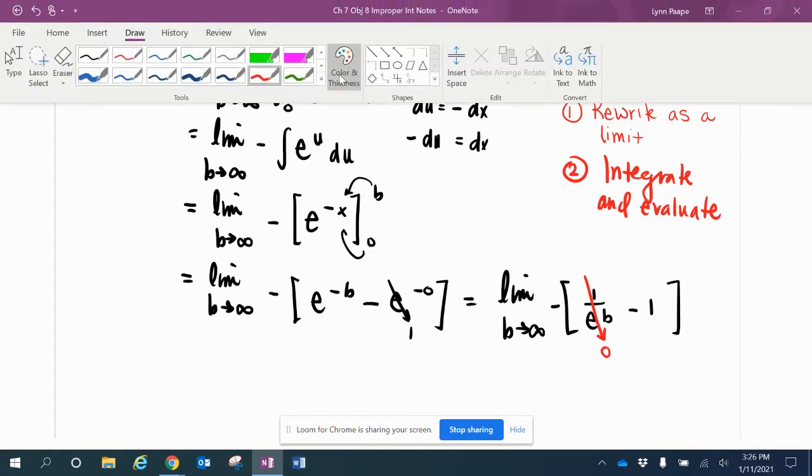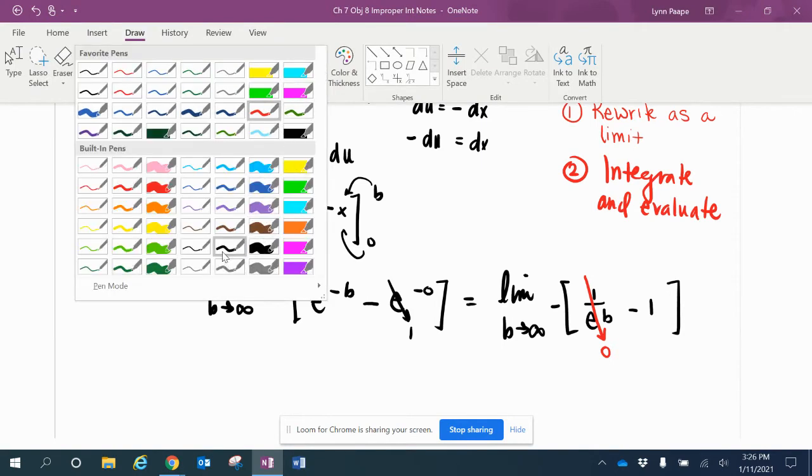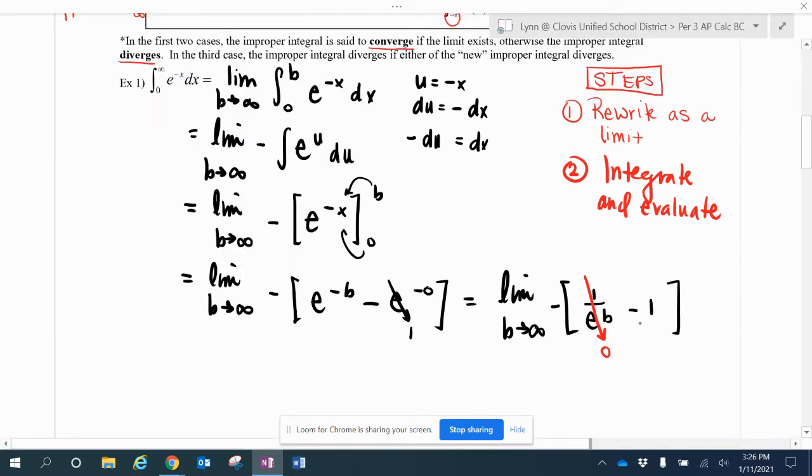And so then my final answer here, if I distribute in that negative, negative, negative 1, my final answer would be 1. So therefore, I know that the improper integral I started with converges to 1. So let's make sure we get what that is trying to say. What are we doing there?